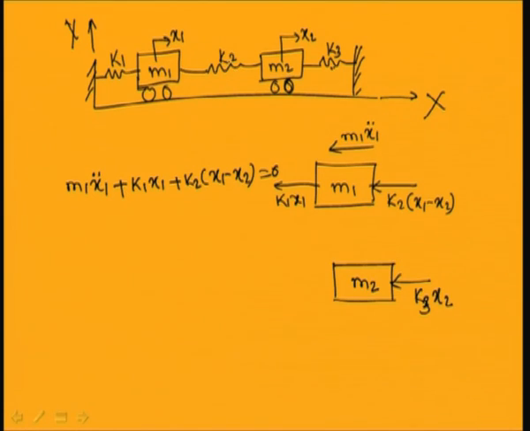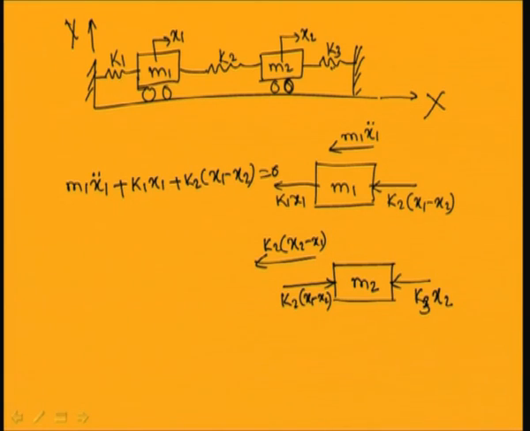And this spring, as you already know, has a relative motion of x1 minus x2 in this direction. So, on this mass it will exert a force of k2 into x1 minus x2 in this direction, or if you want to write it the other way, you can write a force of k2 into x2 minus x1 in the opposite direction.